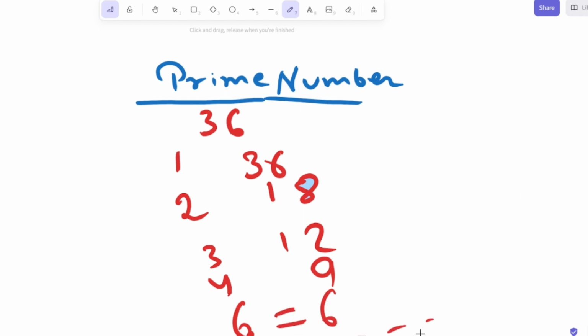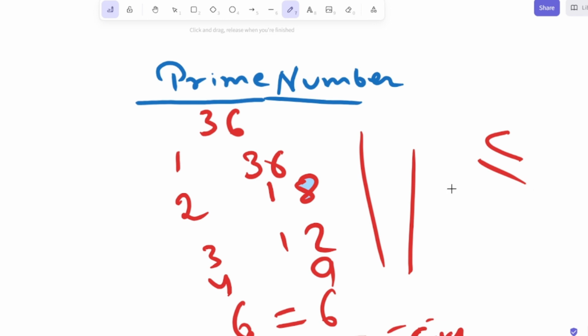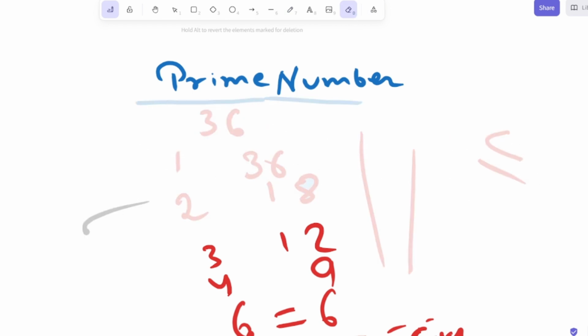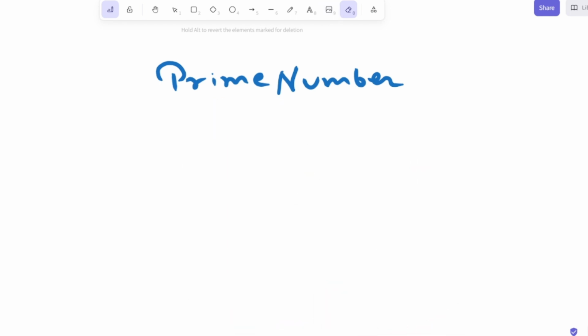After that, it will repeat again: 9 and 4. So at this point, where 6 equals 6, we will run the iterations of the loop till I squared is less than or equal to n. That is the reason why we take I squared less than or equal to n. So now let's move forward to the coding screen and write the code in the efficient way.